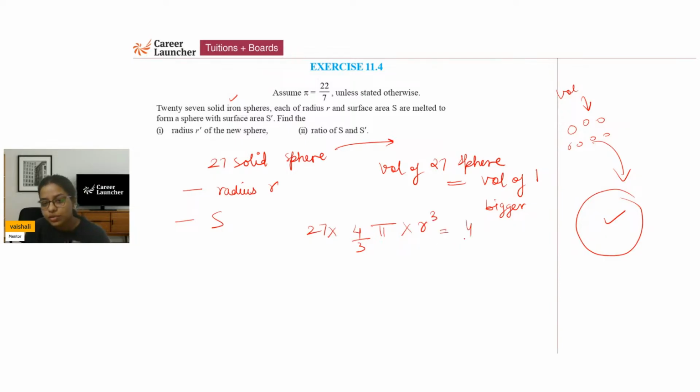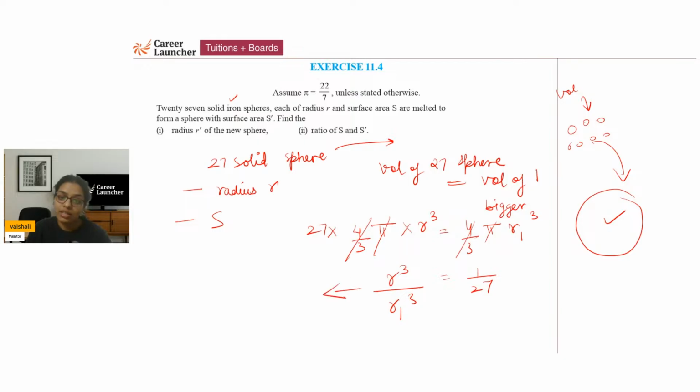This is equal to 4 by 3 pi r square, r cube. इसको मैं r1 मान लेती हूँ. This is going to be cube. And if you will observe, I can cancel two things, 4 by 3 and pi. Now what about the ratio of r to the power 3 divided by r1 to the power 3, which is equal to 1 by 27.